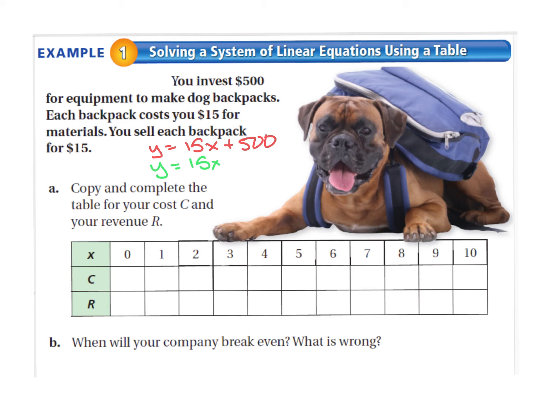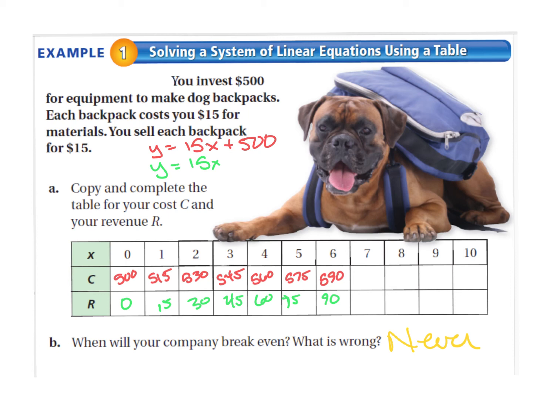I can fill in the table. At 0, I spent 500. And I'm going to go up by 15s. I'm not going to do the whole thing because hopefully you're already looking at it and thinking this doesn't exactly work. We're going to do 0, 15, 30, 45, 60, 75, 90. If you look, these two lines are never, ever going to cross. When are we going to break even? Never. We are never going to break even.